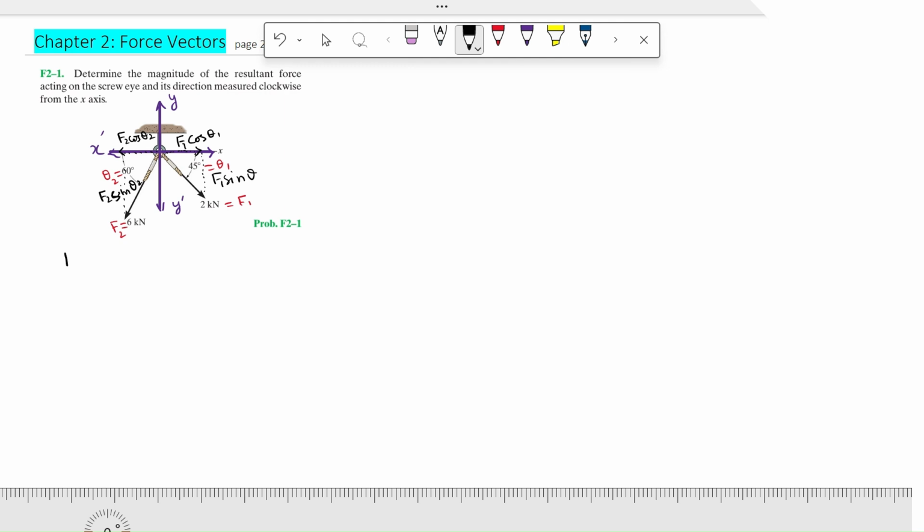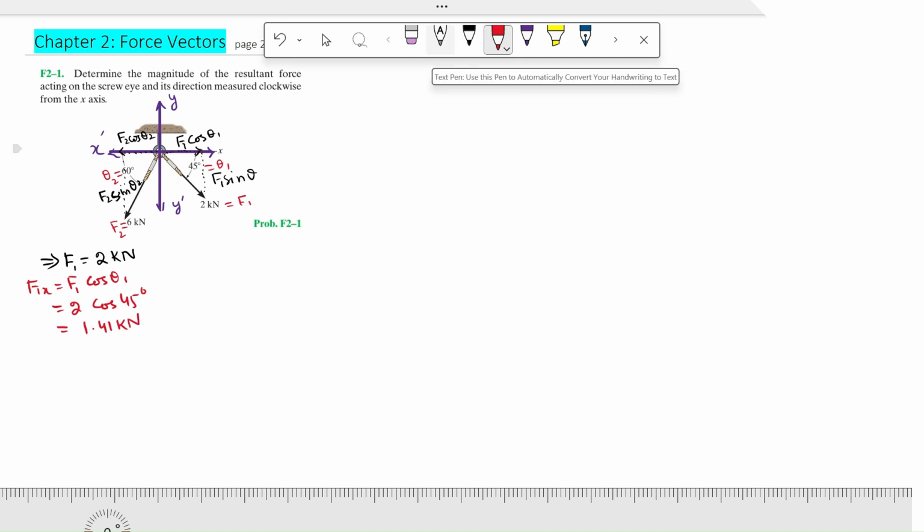Now first I will be resolving the 2 kilonewton force into x component and y component. For this I will be using the formula I mentioned here: F1x is F1 cos theta 1. Putting the value of F1 as 2 kilonewton and theta 1 as 45 degrees, we get the value of F1x as 1.41 kilonewton. Also note the direction: it is acting on the right side from the origin, so it will be positive. Remember this.